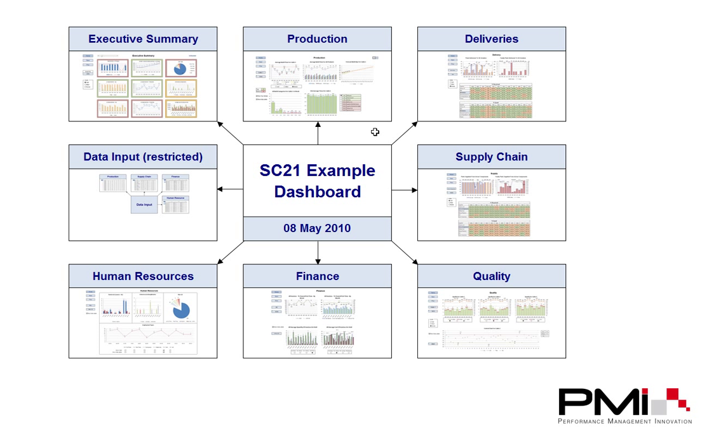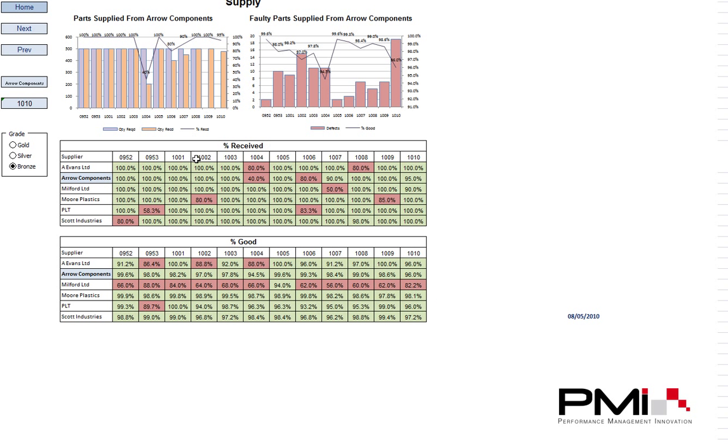Just going to talk through the use of RAG status charts within our dashboards. RAG stands for red, amber, green, basically a colour coding method of showing if operations are in control or not. So if we take a look at supply chain here, we've got two RAG status charts here. Parts percentage received from a number of suppliers over a period of 12 weeks.